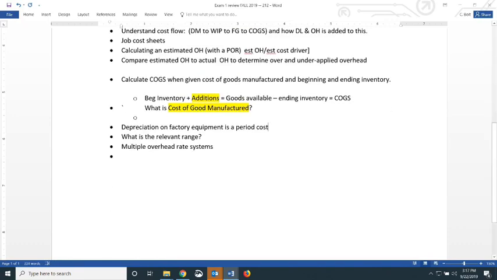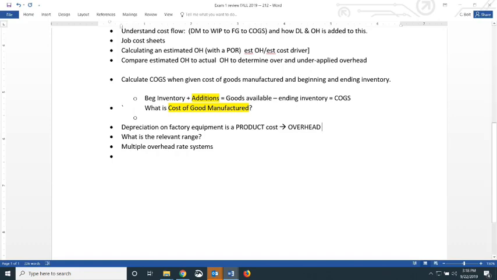A couple more definitions in here. Depreciation on factory equipment. A lot of students have trouble with this one. That is not a period cost. That is a product cost. And in fact, it is overhead and has to be allocated because it's really hard to think about how much depreciation it takes to manufacture one Tesla, because it's mostly robotics and they calculate depreciation as the cost of the robotics.